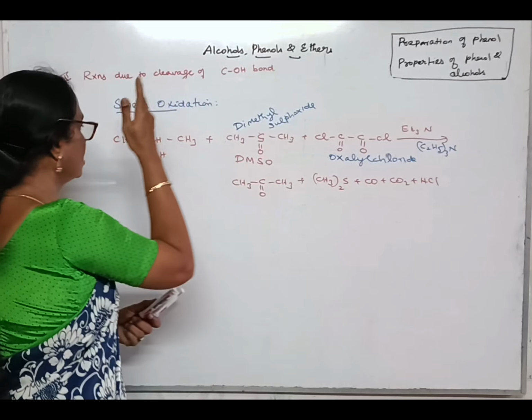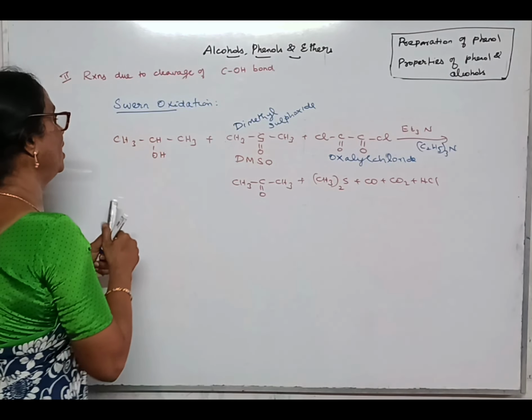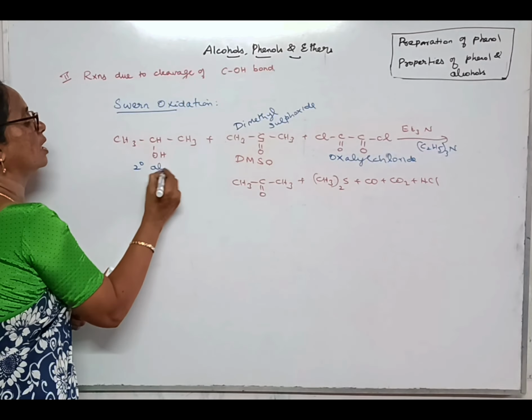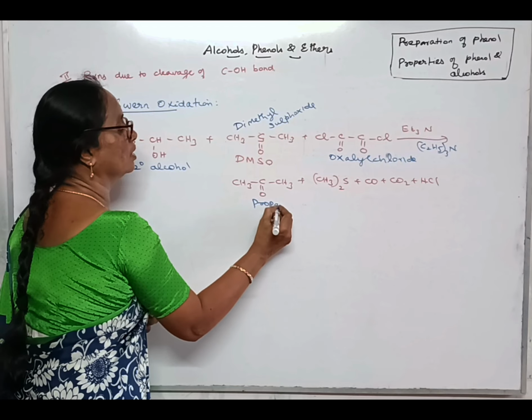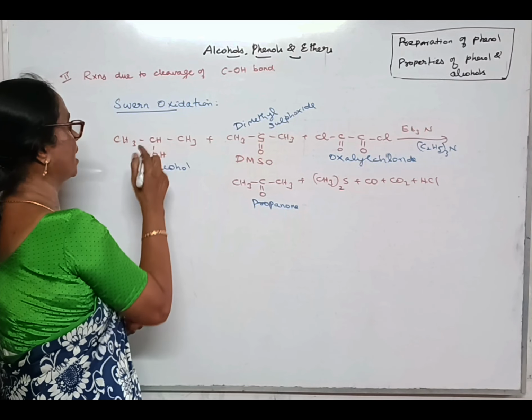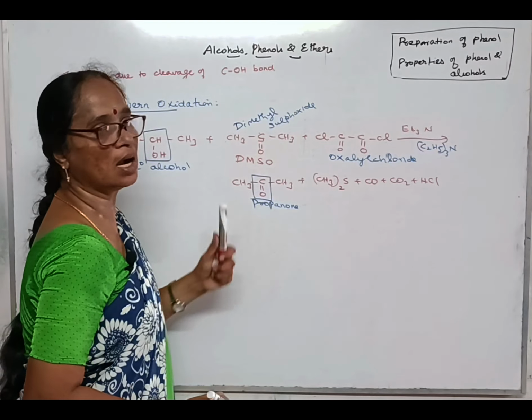Here the alcohols are oxidized to carbonyl compounds only. So we have taken the secondary alcohol 2-propanol. It is oxidized to propanone. The ketone is formed because of the secondary alcoholic group. We are getting a ketone upon oxidation.